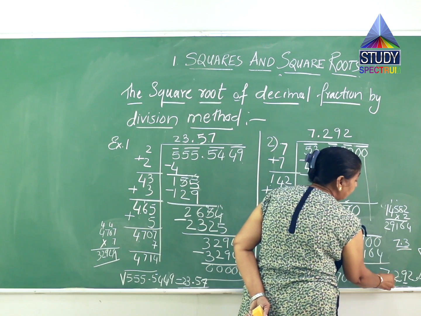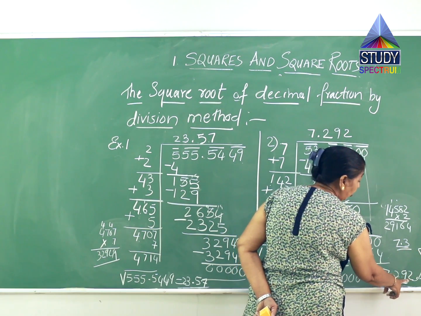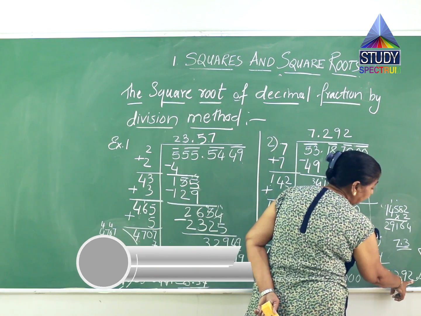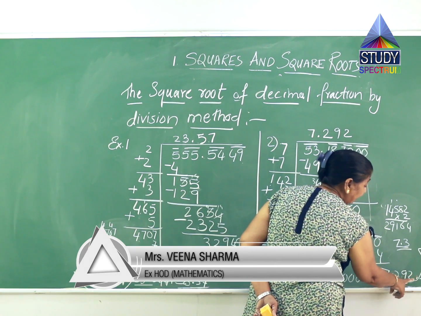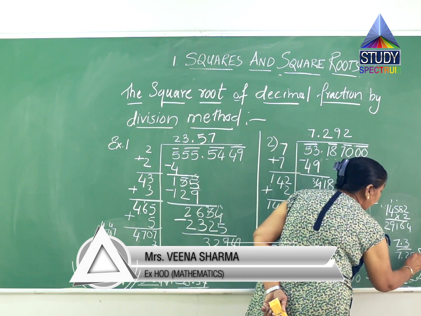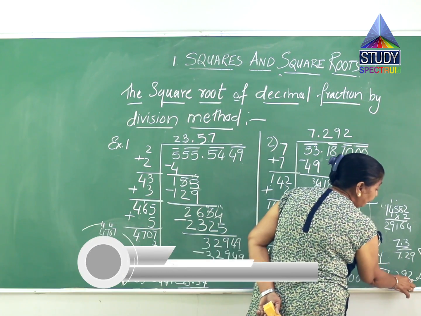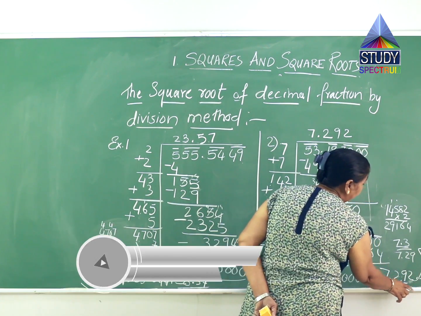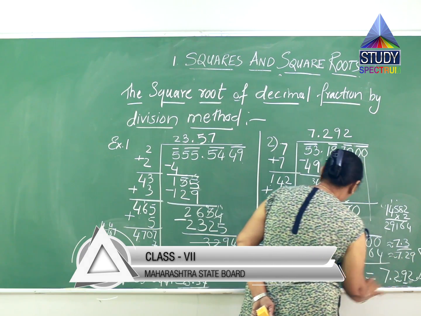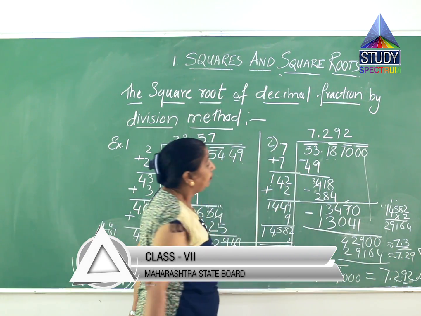And if it is asked up till 2 decimal places, we have to consider the third digit, which is less than 5. So it will be 7.29. As it is less than 5, we have to drop that digit. So these are the approximate roots of the given number.